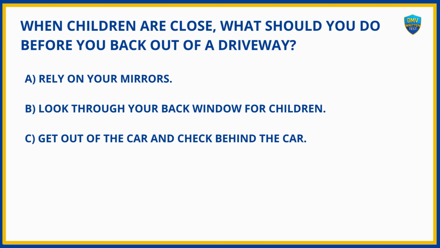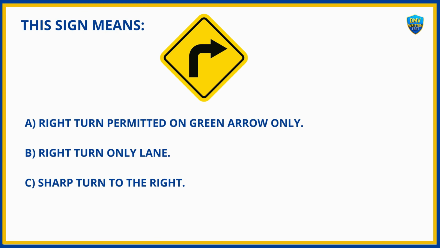And the answer is C. Get out of the car and check behind the car. This sign means A. Right turn permitted on green arrow only. B. Right turn only lane. C. Sharp turn to the right.